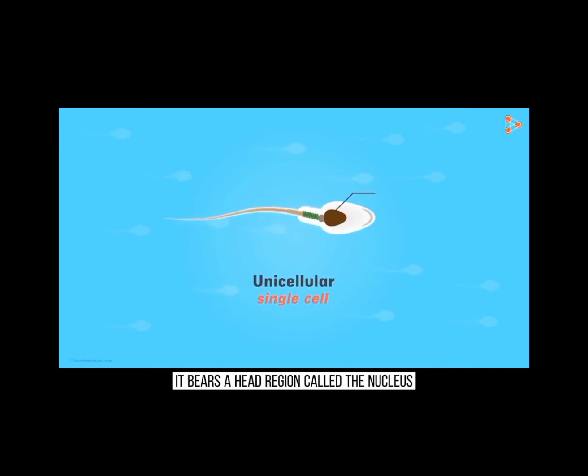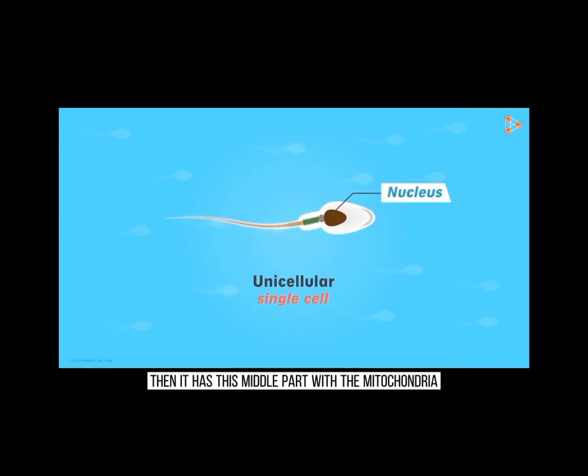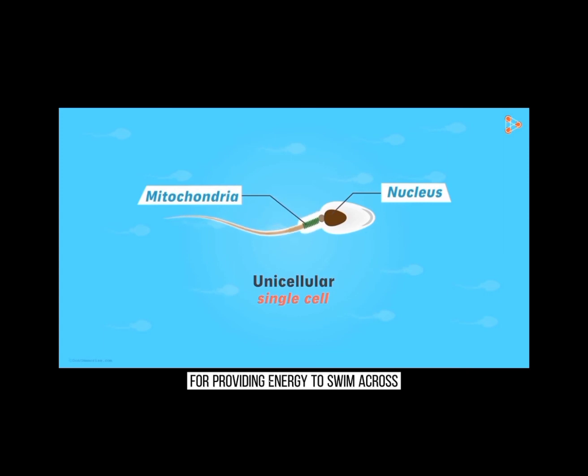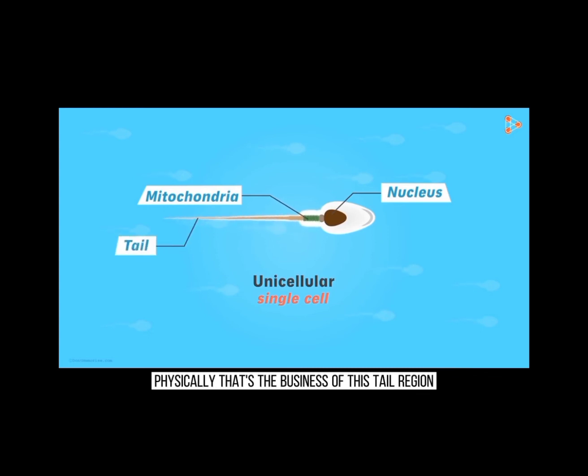It bears a head region called the nucleus. Then it has this middle part with the mitochondria for providing energy to swim across. But then who will help in the swimming process physically? That's the business of this tail region. The tail helps in the swimming activity.